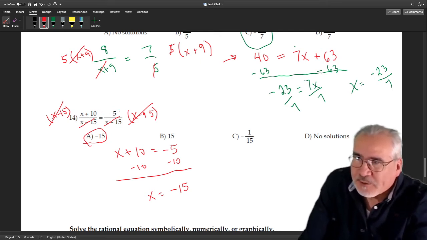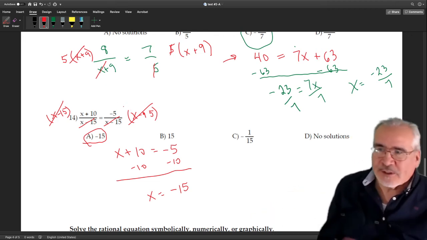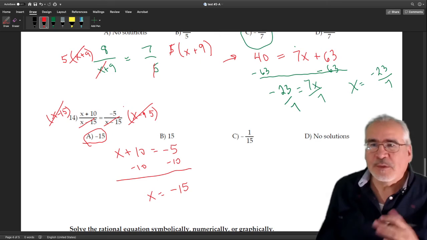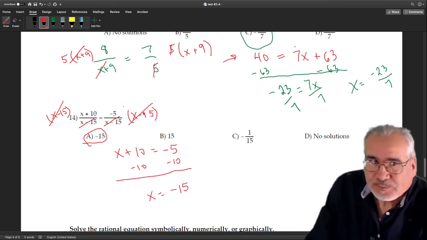Now if we cross multiply, which I usually do, we would have had to FOIL this out. We would have distributed here. Once we moved everything around, we'd still end up with x equals negative 15, but we would have had a lot more work. That's it.